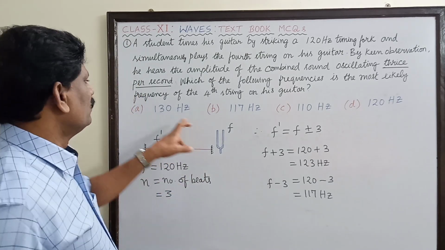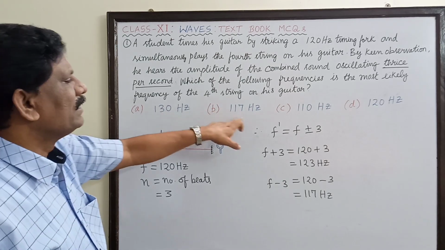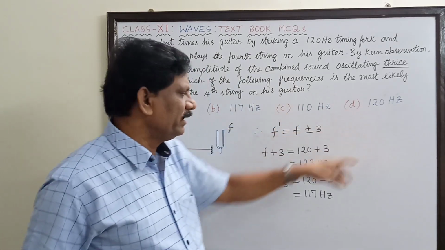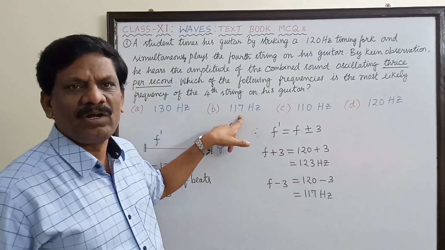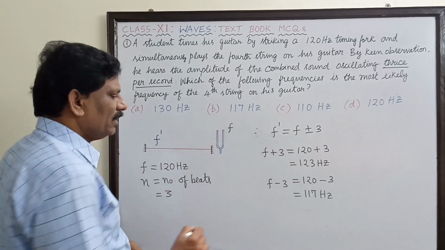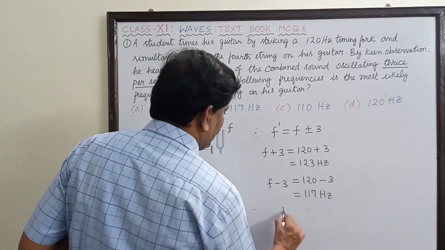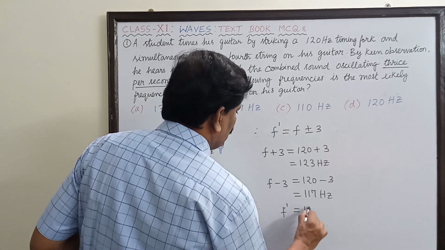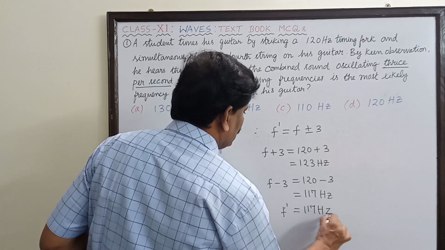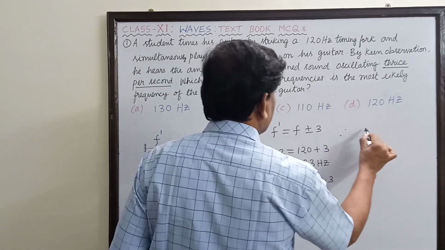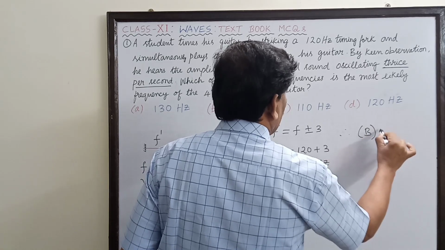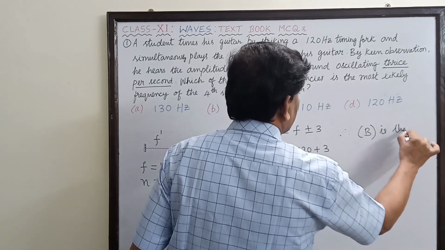Now in the options, 130, 117, 110 and 120, 123 Hertz is not given. So what must be the correct option? Option B. Therefore F dash must be equal to 117 Hertz. So this is the correct answer. Option B is the correct answer.